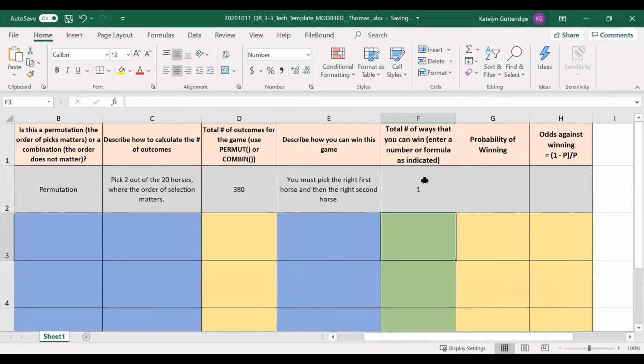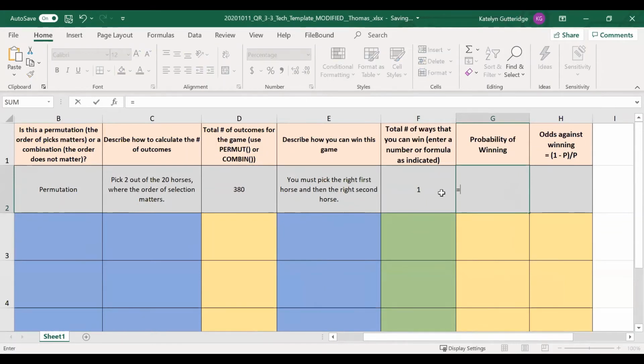Okay, so once we get all this set up, now we're going to calculate our probability of winning. So to calculate our probability of winning, we're going to take the total number of ways we can win, and we're going to divide it by the total number of outcomes. So I'll be taking that 1 in F2 divided by that 380 in D2, and then I'll hit enter. This will be formatted as a percent. You can go ahead and leave it as a percent, and then you can go ahead and leave the number of decimal places there. Some of these numbers will be very small percentages, so just keep that in mind.